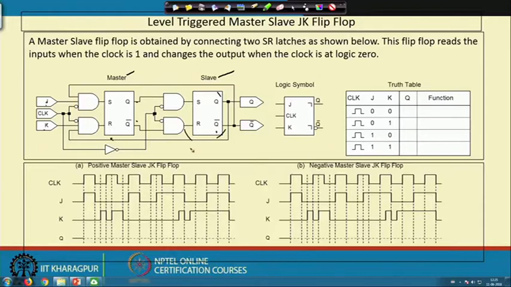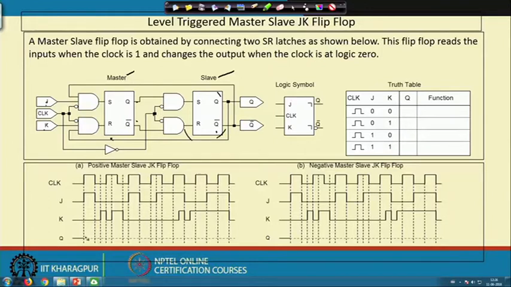This way we use these two SR latches. The flip flop reads the value of inputs when the clock is 1 and changes the output when the clock is at logic 0. Here for example, when the clock signal is high, this Q output does not change. This Q output will change when the clock signal is low. When the clock signal was high, J was 1 and K was 1.